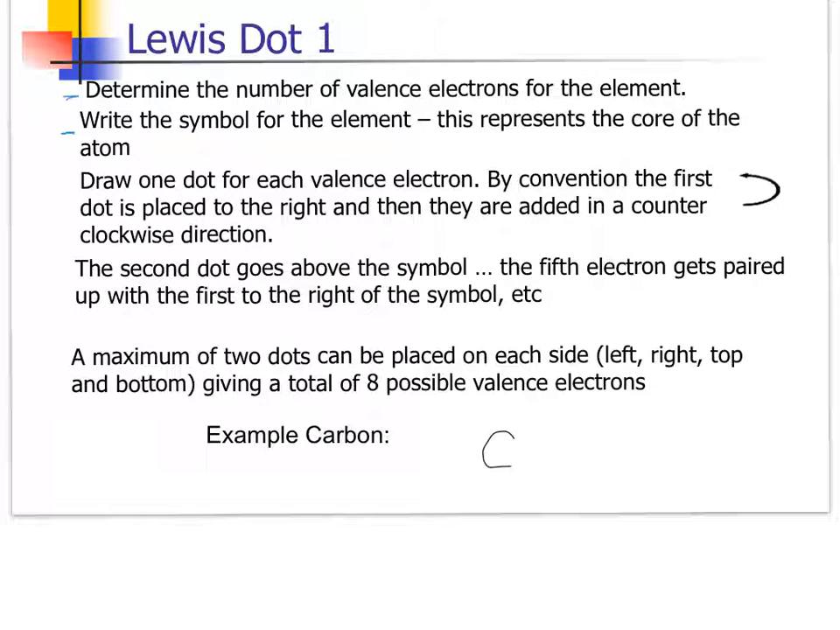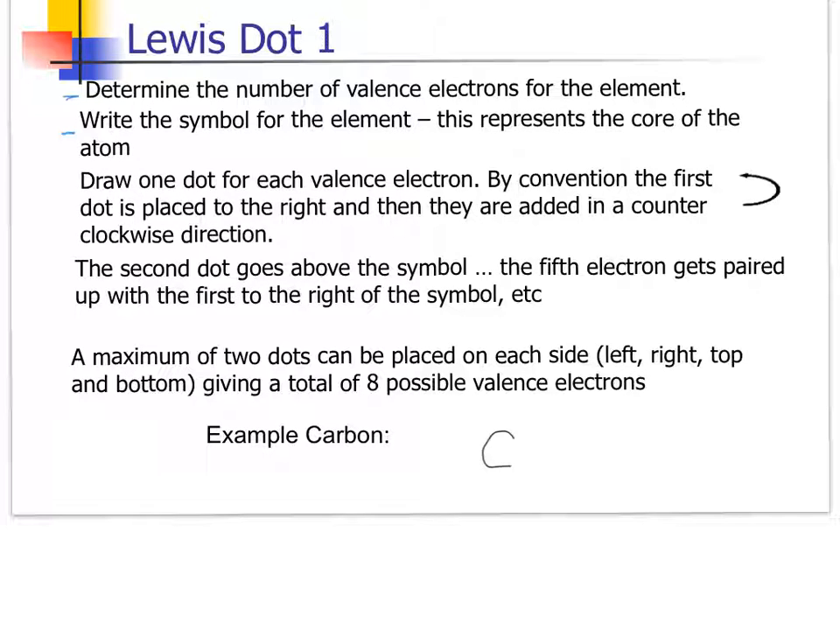By convention, this means that we draw the first dot placed on the right and then add them in a counterclockwise direction. Now there have been times where I have seen examples of this where they are drawn a little bit differently, they're grouped a little bit differently, but that's fine. This is just a way to make sure that we're at least getting a good shot at getting these correct. And they move in a counterclockwise direction.